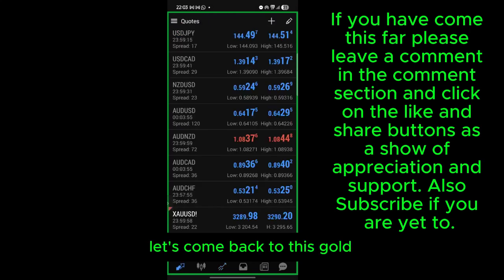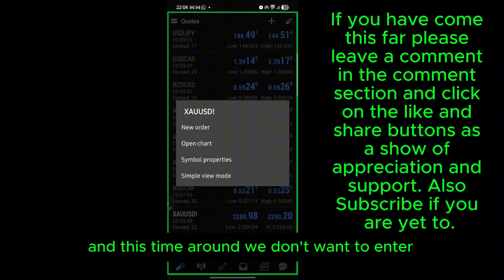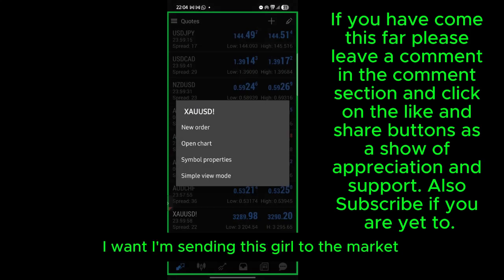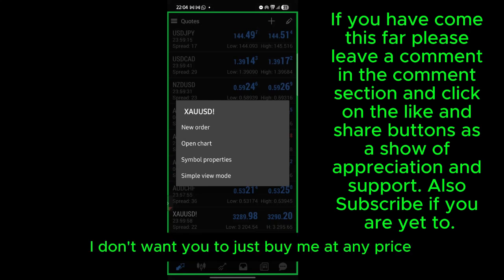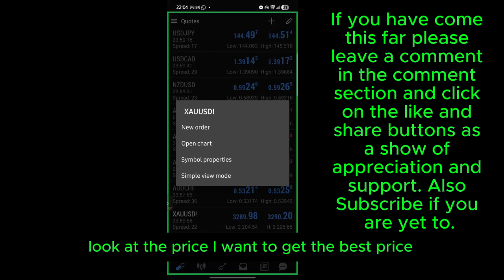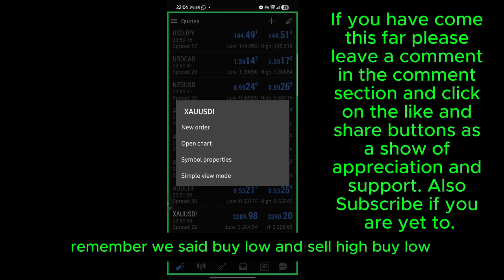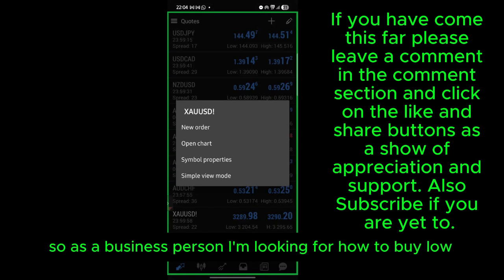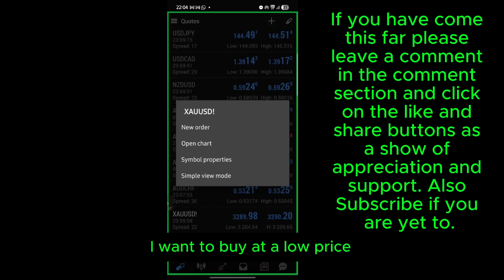Let's come back to this gold. And this time around, we don't want to enter immediately. I'm sending this girl to the market. I want to buy this gold at the lowest price possible. I don't want you to just buy me at any price. I'm going to Onitsha market. I want to go make my pricing. I will go from one shop to the other, look at the price. I want to get the best price. Remember, we said buy low and sell high. As a business person, I'm looking for how to buy low. I want to buy at a low price.